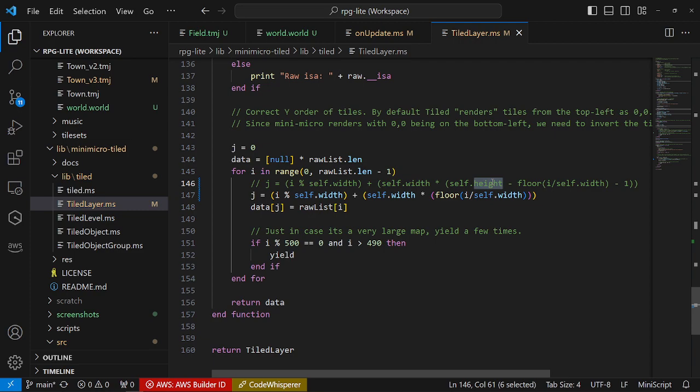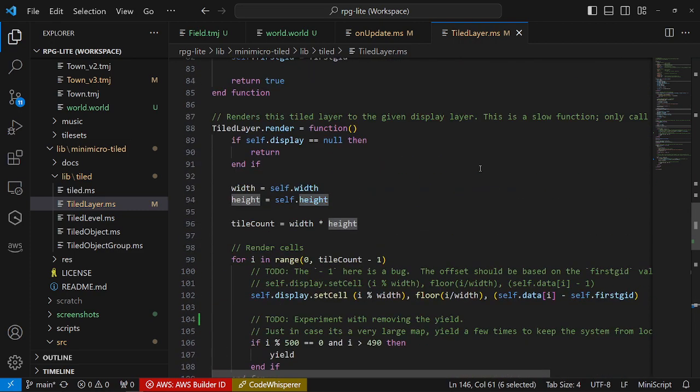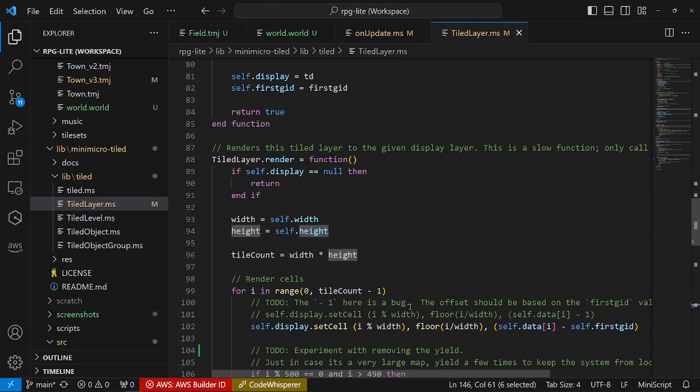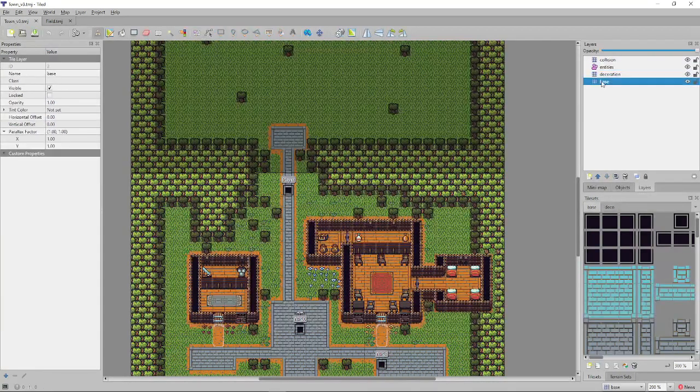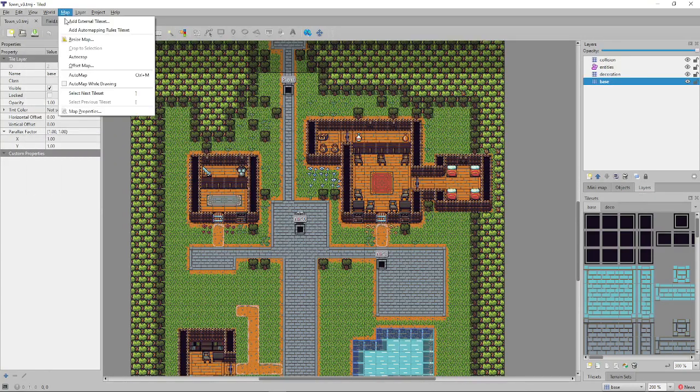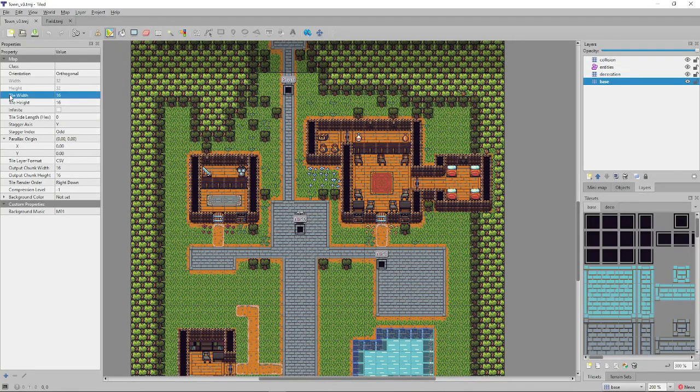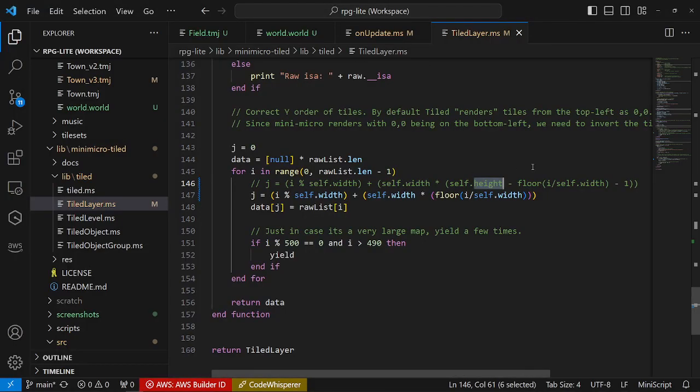Height. What is the height? Is that in tiles or pixels? That's the real question. I think it's in tiles. So basically, map properties, tile width, tile height. Map are 32 and 32. What is making these numbers go negative?